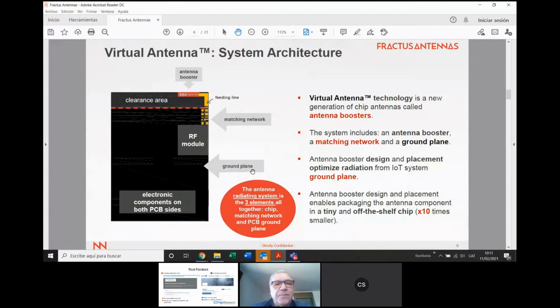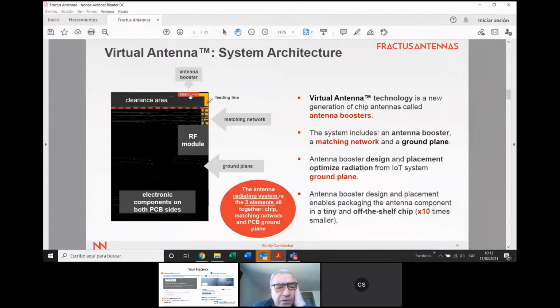It's a system. To work properly, we always recommend putting the antenna perpendicular to the longest side of the PCB, because we are radiating through the PCB, not in the antenna element. It's the whole PCB which is radiating, the currents that are flowing through the ground plane, and these currents are radiating electromagnetic waves, and this is allowing the communication.